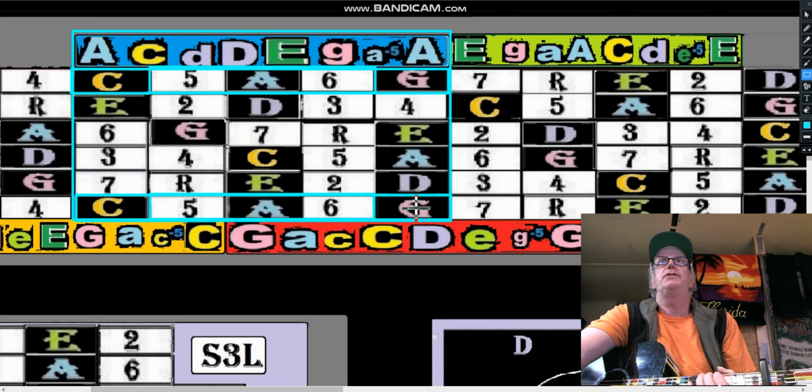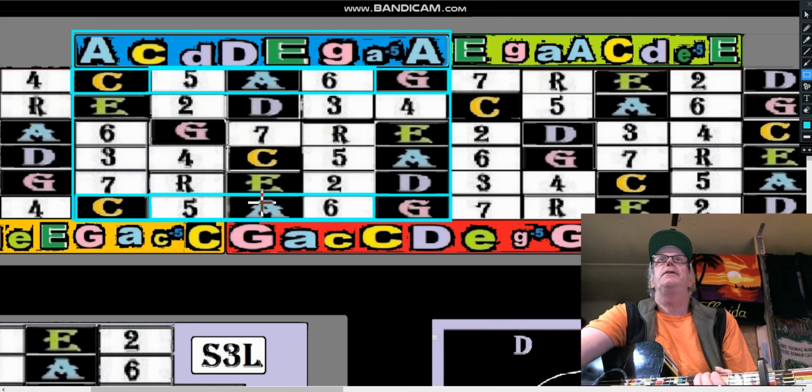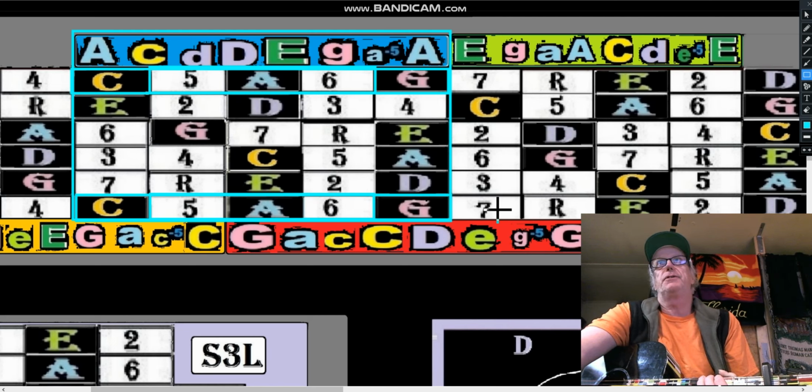It's not the G shape. It's not the C shape. So the letter is in between the shared notes of the shape next to it. So the letter is in between the 5, 6. The shared notes are 6 is shared with G, and the 5 is shared with C.